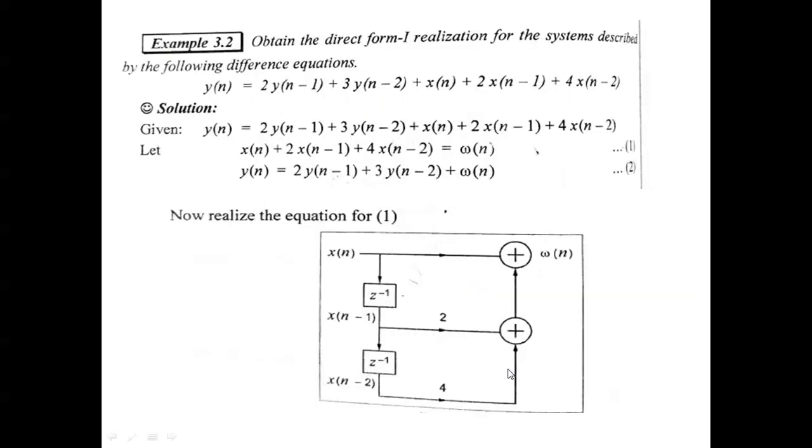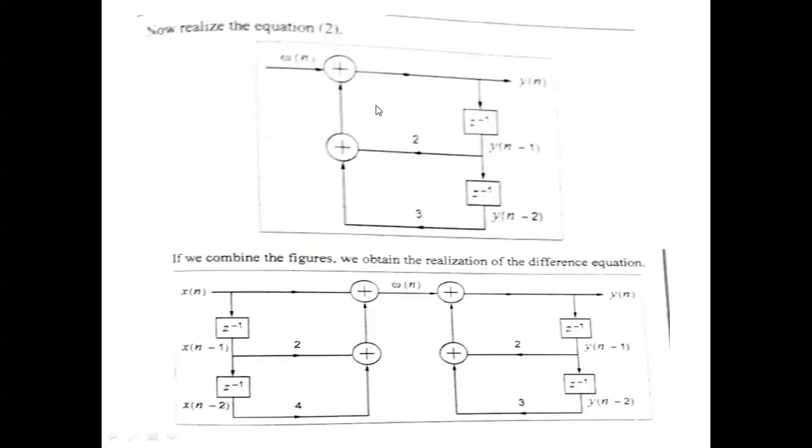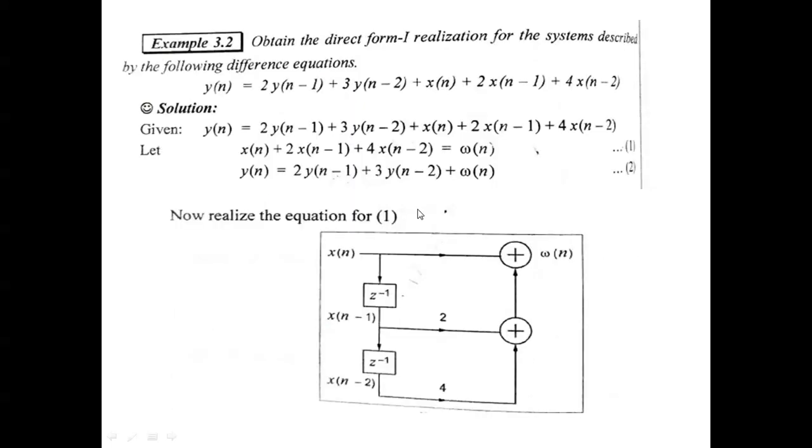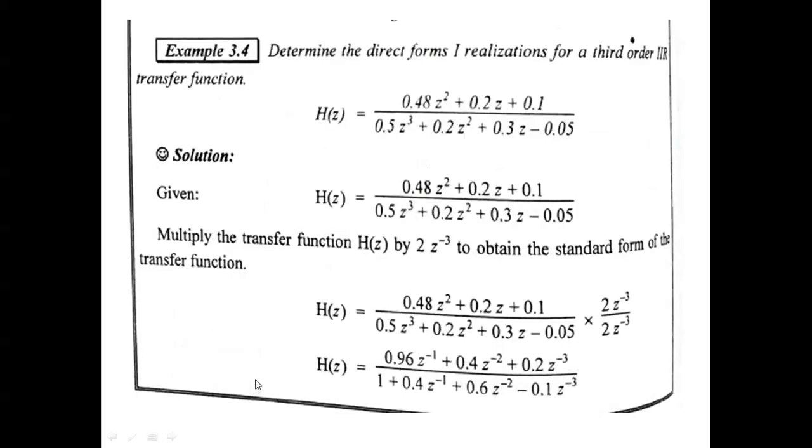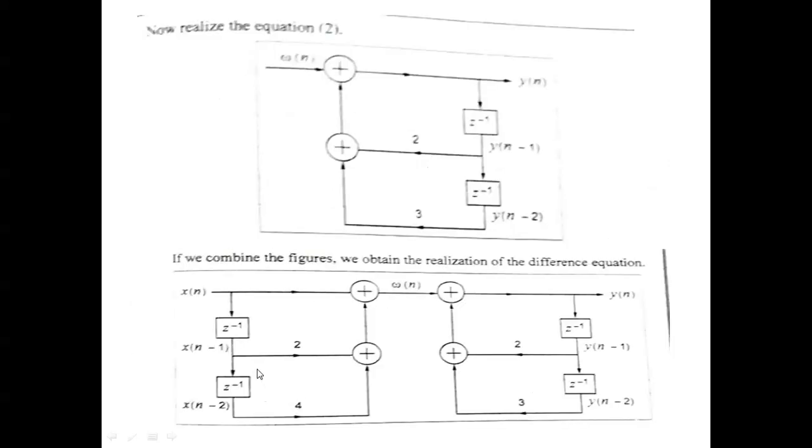On the output side, the equation has 2 for n minus 2 and 3, after one delay and then two delay. Then y of n, the format is the same. Then x of n is the input value, with n minus 1 and n minus 2 having 2 and 4. Okay, so this is the way they calculate.